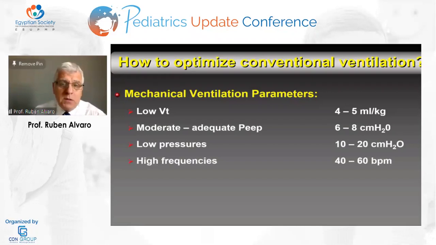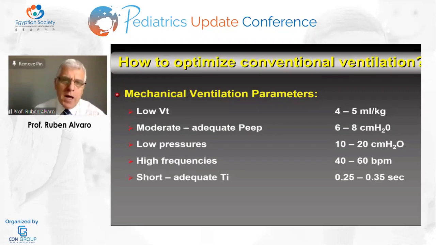Use high frequencies, usually 40 to 60. Don't go higher than 60. No, don't go lower than 40. Use short, adequate TIs, and always look at your flow waveform to determine what will be the best TI for that patient. And always try to aim for low FiO2, as I said before, to avoid oxygen toxicity.